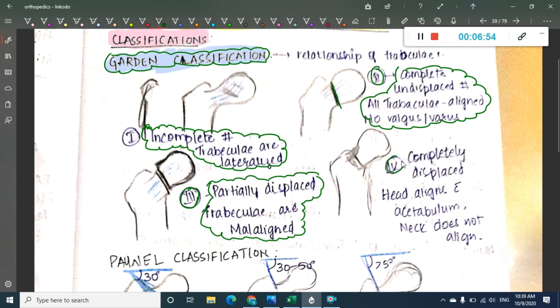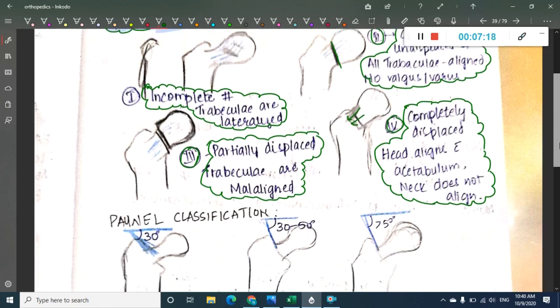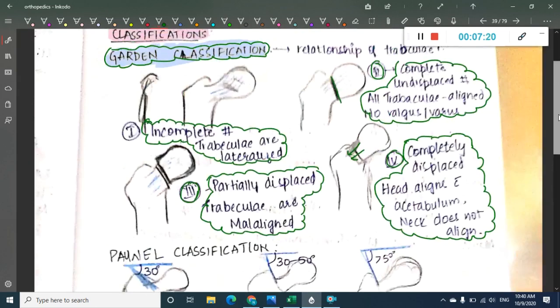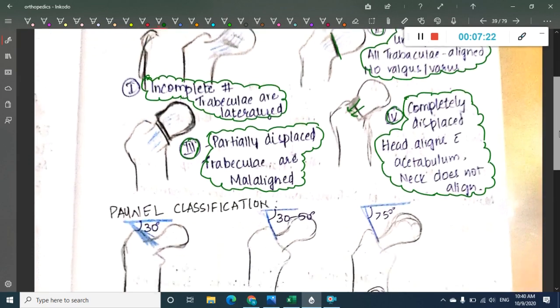Then we have type 4 Garden's fracture. Here you see they are completely displaced. See, one is coming over the other. So in type 4 the trabeculae are completely displaced and the head aligns with the acetabulum, but the neck does not align with the acetabulum. In type 4 the head will align with the acetabulum, but the neck does not. That is type 4 Garden's fracture. That is one type of fracture classification, which is Garden's.